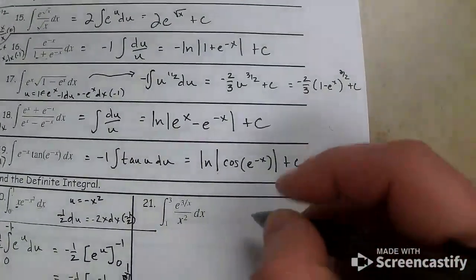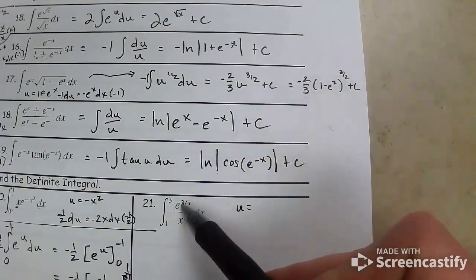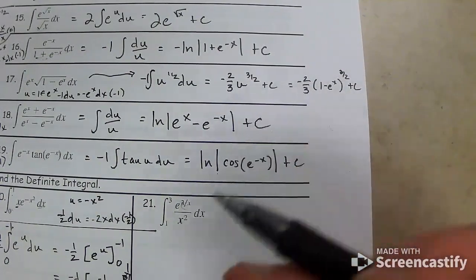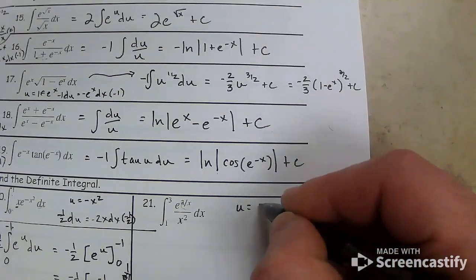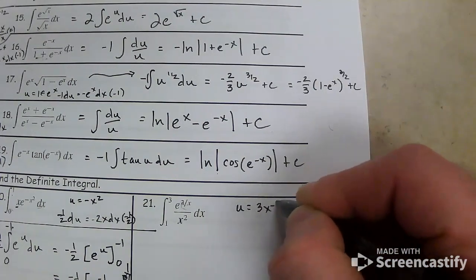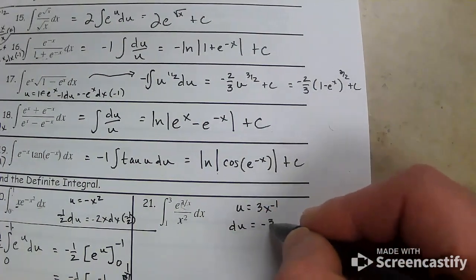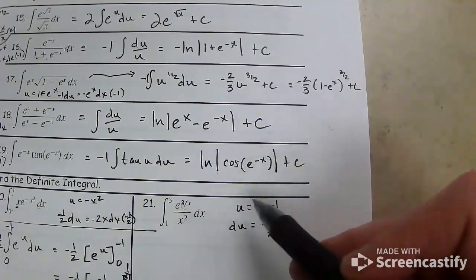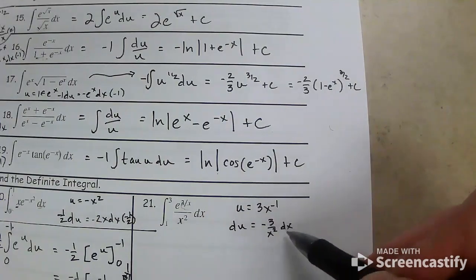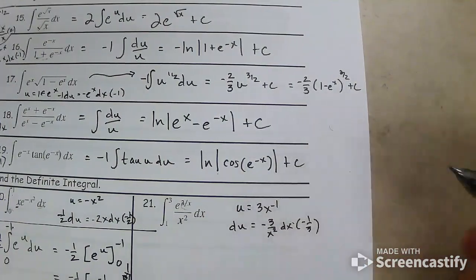Number 21, if I let u equal to x squared, that means that somehow I'm going to have to try and let du be some form of an exponent, and we know that's not the case. So I'm going to let u equal to 3x to the negative 1 here, which would make du equal to negative 3 over x squared dx. But I don't want 3 over x squared dx. I just want dx over x squared. So I'm going to multiply both sides by negative 1/3.